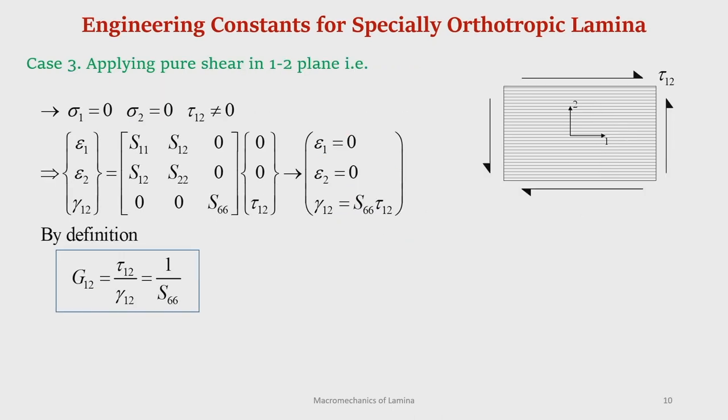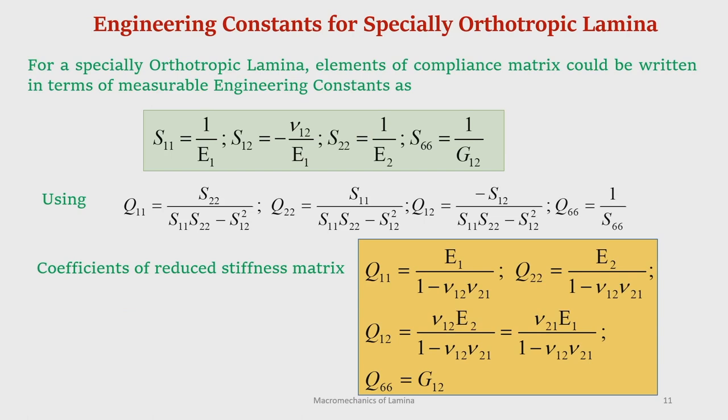Next, suppose we apply a pure shear in an orthotropic lamina, that means only tau 12 is not 0, there is no normal stress. Again, using the stress strain relationship in terms of the compliance matrix, there will not be any normal stress, it is orthotropic material, but there will be a corresponding shear strain, which is S66 tau 12. Going by the definition of shear modulus, the ratio of shear stress to shear strain, we get G12 as 1 by S66. So, we have established a relationship between the elements of the compliance matrix and the engineering constants for an orthotropic lamina.